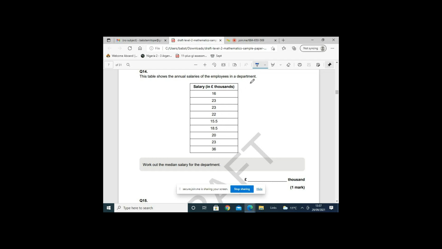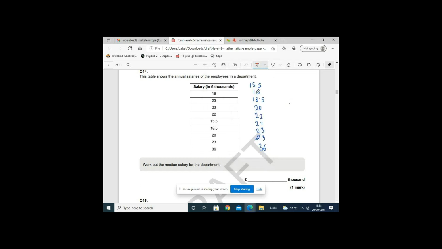So the smallest number here is what? 15.5. Followed by what? 16. And followed by what? 18.5, sorry. 18.5. Then followed by 20. How many 20 is there? Only one 20. Followed by 22. Followed by 23. Then followed by what? 56.